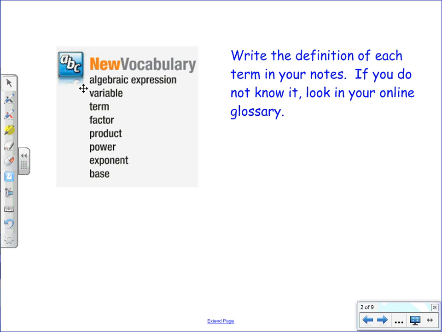All right, what I'd like you to do here, the vocabulary for this section, you've seen all of these terms before in pre-algebra, so that should feel comfortable. I'd like you to write the definition of each of these terms in your notes, and I'll be looking at these tomorrow or in your next class. If you don't know the definition, then look it up in your online glossary. Algebraic expression, variable, term, factor, product, power, exponent, base. You can turn the video off, go ahead and do this, and then when you're finished writing your definitions, start your video back up. All right.